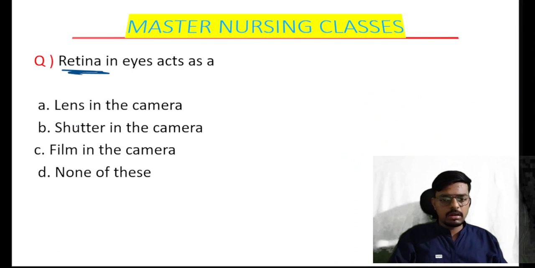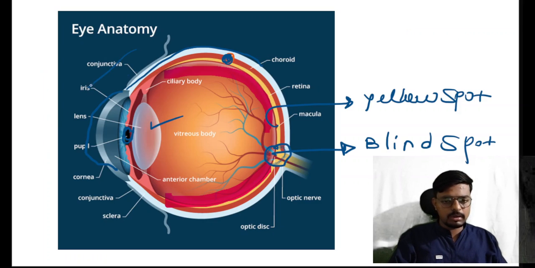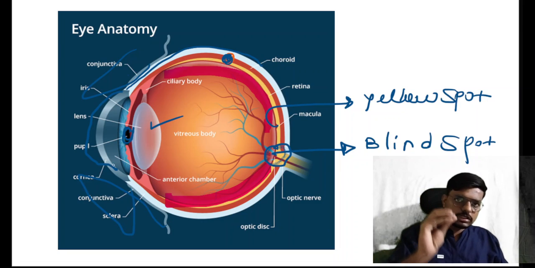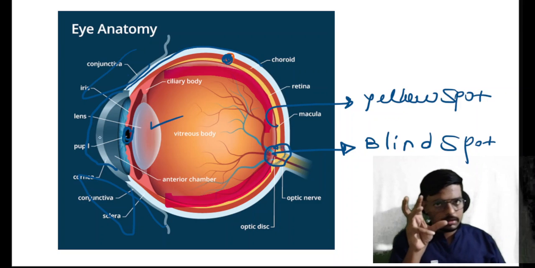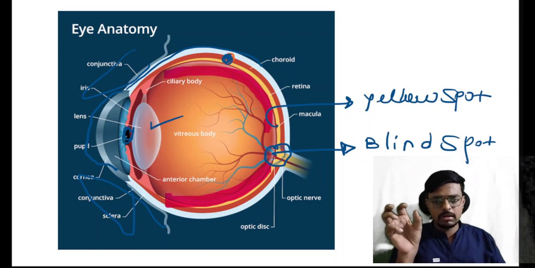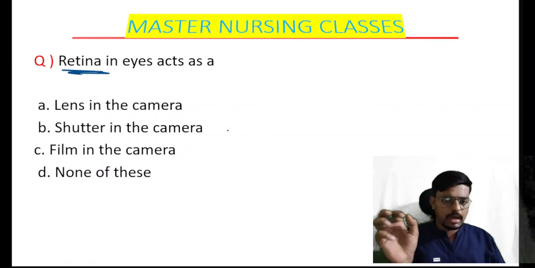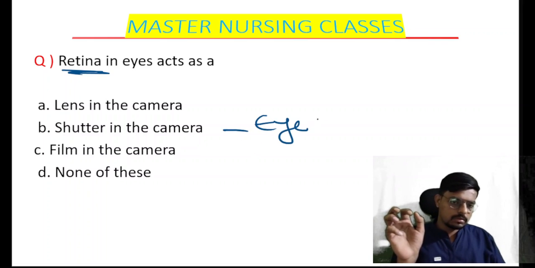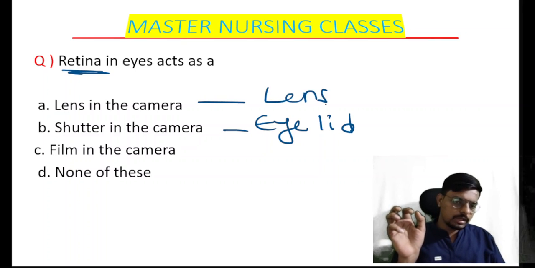Okay, then the shutter in the camera. The shutter in the camera is compared to the eyelids. Students, here we have the eyelids which shut and open our eyes. So the shutter in the camera will be compared to our eyelids. The lens in the camera will be compared to the lens in the eye.